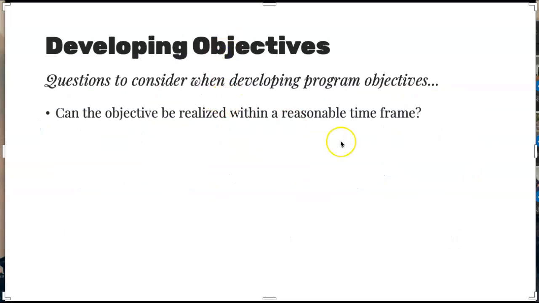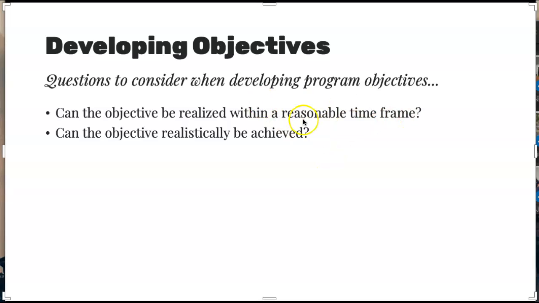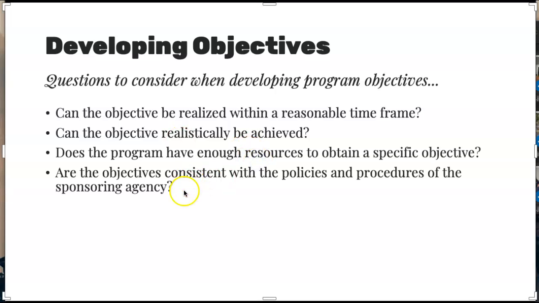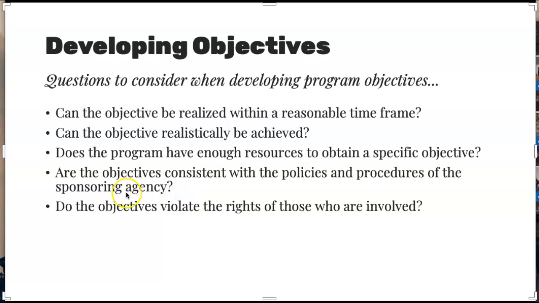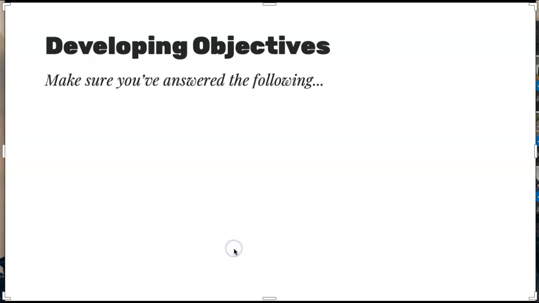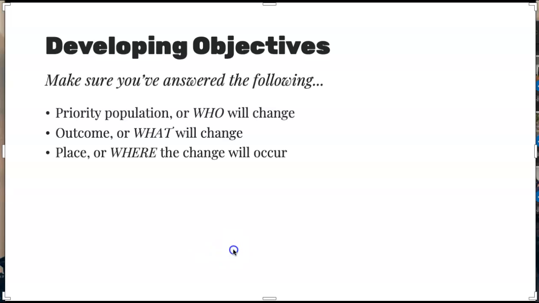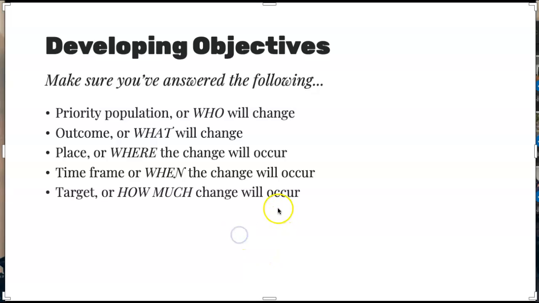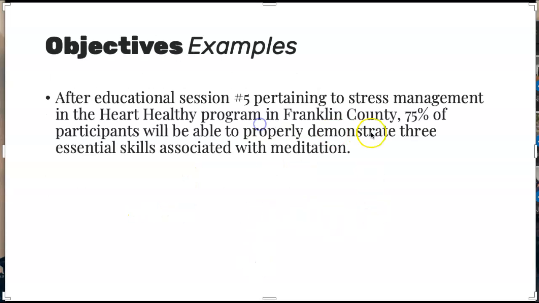So some questions to consider when you're writing program objectives. This is going back to the SMART acronym we just went through. Can they be realistically achieved? Does it have the resources? Are the objectives consistent with the policies and procedures? Do they violate the rights of those who are involved? Ethical considerations. Is it appropriate for cultural populations, objectives, etc.? And just as a quick check, going back and checking those SMART goals, did you answer the following? Did you talk about who? Did you talk about what, where, when, and how much? Right?